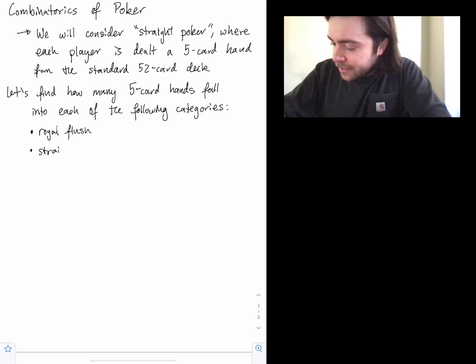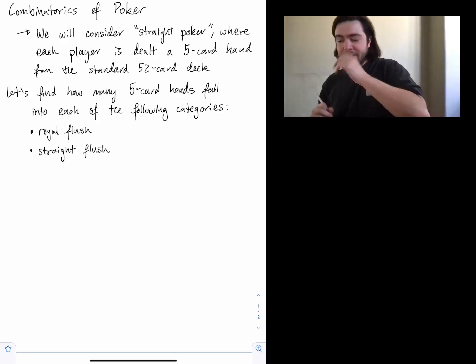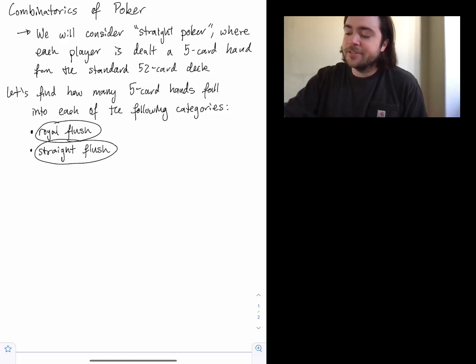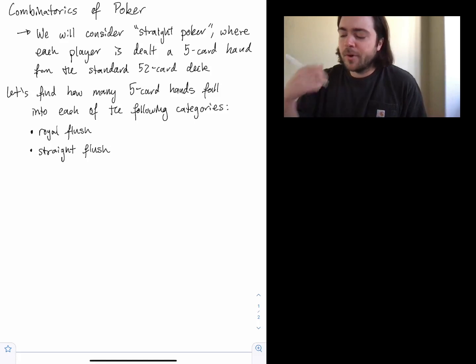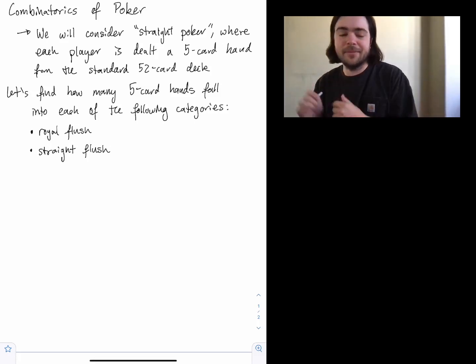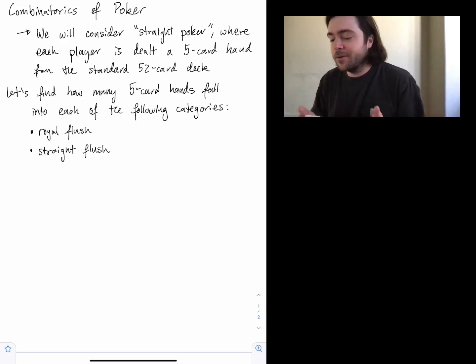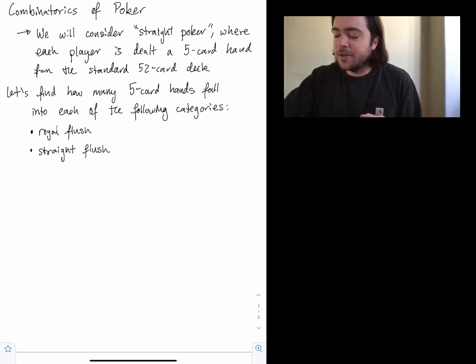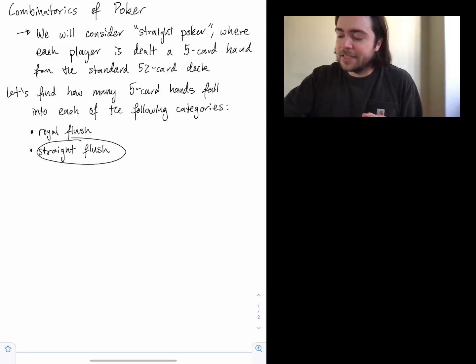And by the way, one more thing I have to mention. Some of these categories are actually sort of nested in each other. So it turns out a royal flush actually is a certain type of straight flush. Okay, but when we're counting, we want to kind of be counting how many of each distinct type of hand you could have. And of course, in poker, you want to have the highest ranking hand possible. So why would you call your hand a straight flush if it's actually a royal flush and that's ranked higher?